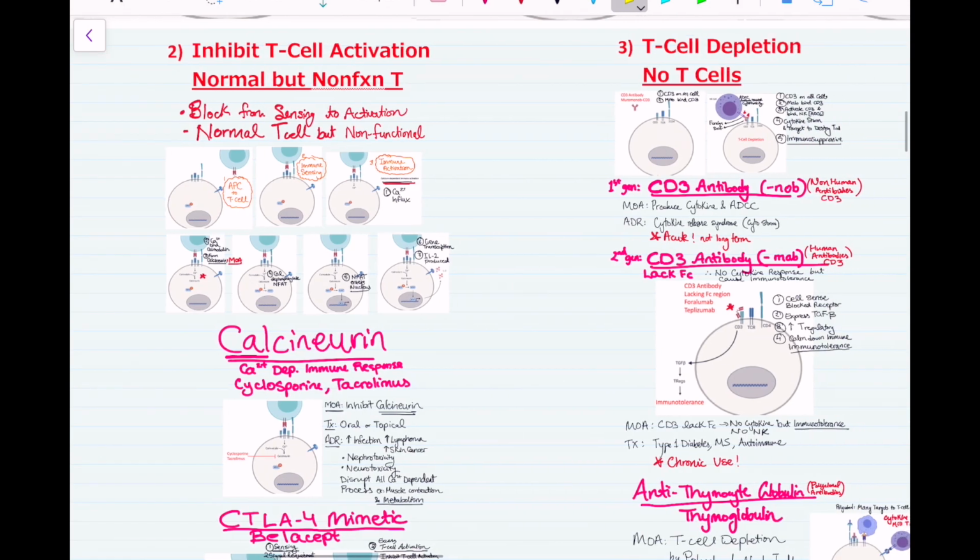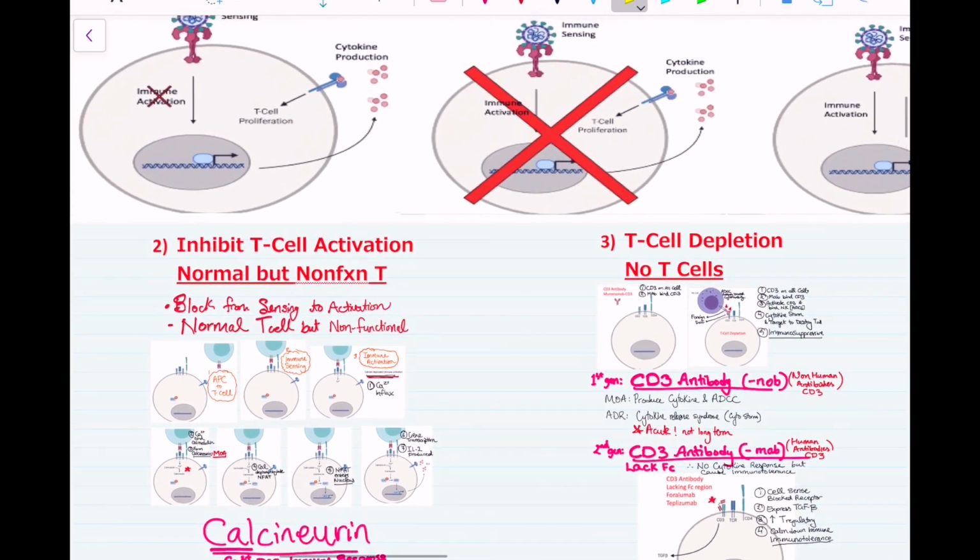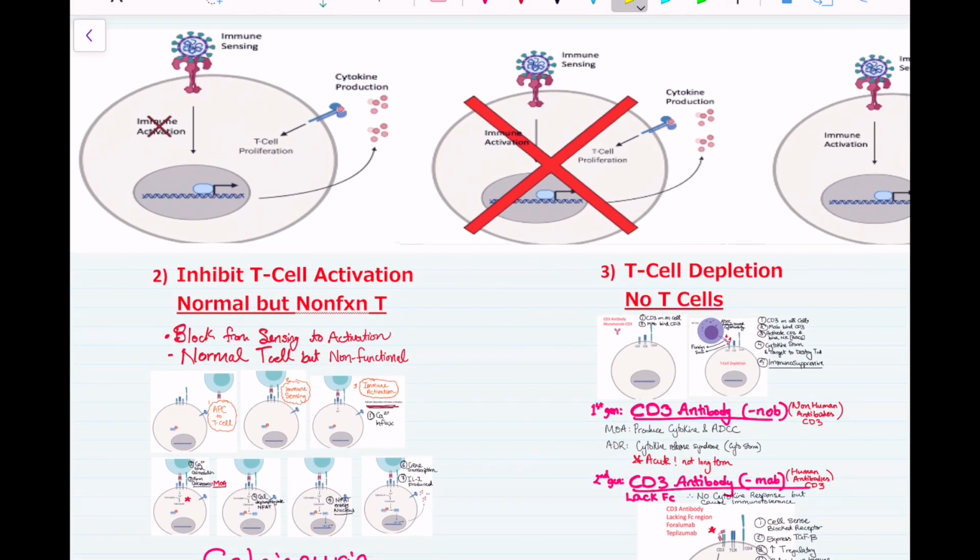Next we have the next two categories that we're going to talk about. We have the inhibition of T cell activation, and then the third is T cell depletion. So this is similar to what we just talked about with cytokines. In number 2, we have normal T cells, but they're non-functional. But in the third, we have no T cells. So just like before, either we had no cytokines or non-functional cytokines. Here we have either no T cells or non-functional T cells.